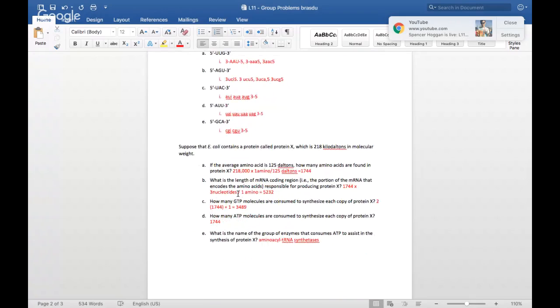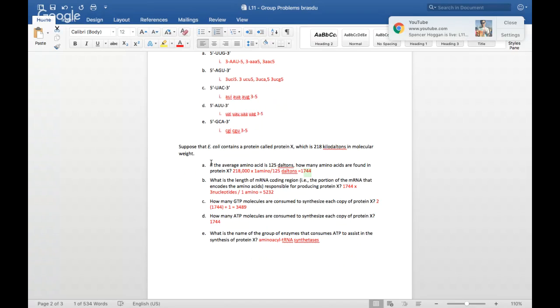Suppose that E. coli contains a protein called protein X, which is 218 kilodaltons in molecular weight. So A is, if the average amino acid is 125 daltons, how many amino acids are found in protein X? So what you're going to do is take the 218 kilodaltons, times 1 amino acid divided by 125 daltons. And this is your answer that you will get, 1744.